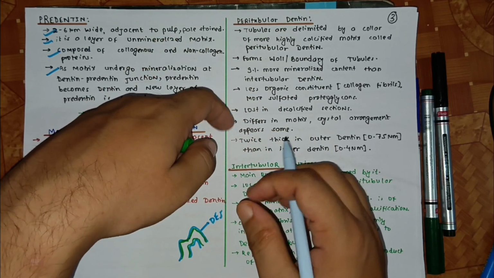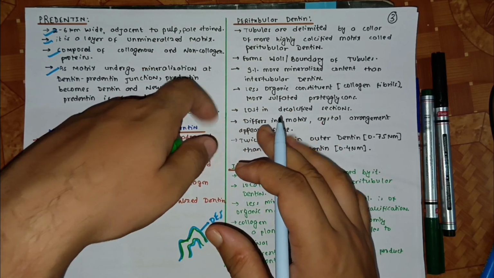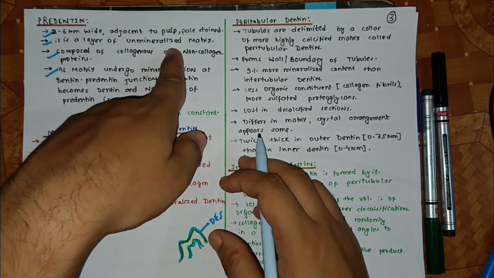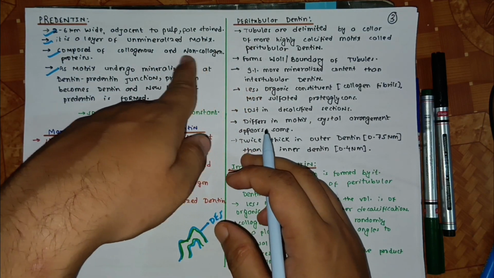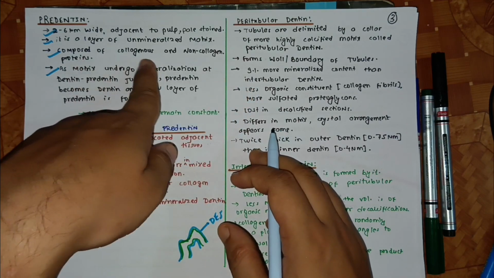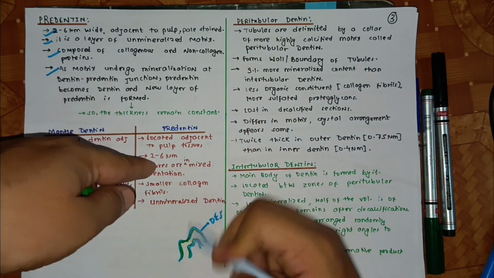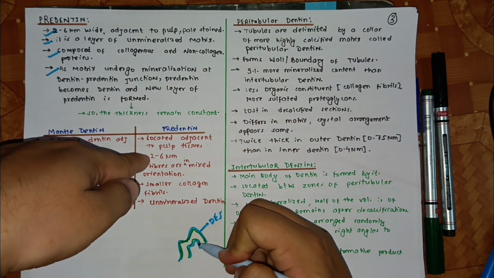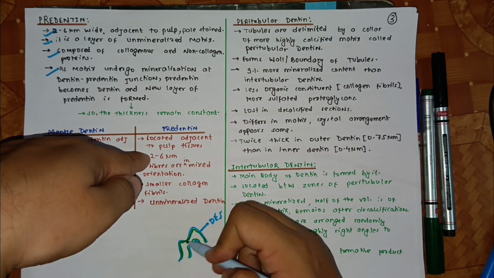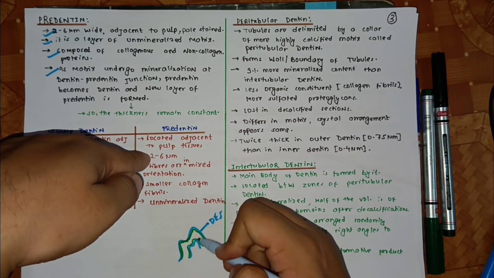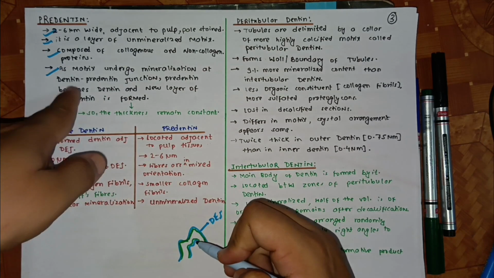This is very important. What is the difference between dentin and predentin? Predentin is just a matrix, but dentin is a matrix plus mineralized matrix. Dentin is a mineralized matrix. It contains collagenous and non-collagenous protein, and predentin is present near the pulp. But dentin is present all over the part of the tooth between the dentinal junction and the pulp and this predentin.